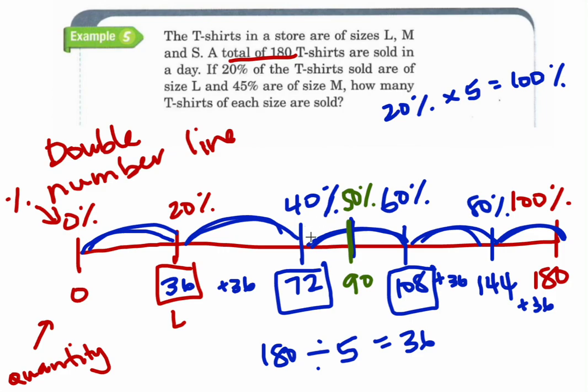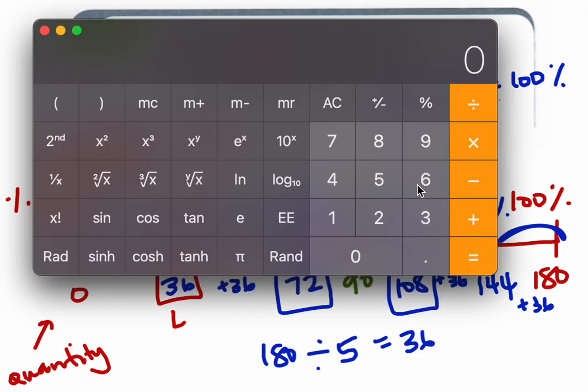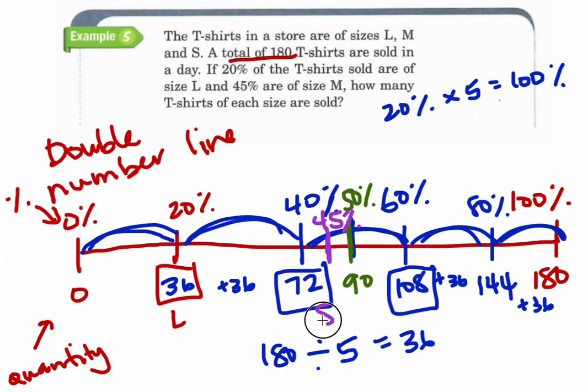90. So then if we want to figure out 45%, I'll use a different color. 45% would be between 72 and 90. So what's between 72 and 90? Well, 90 minus 72 is 18. Divide that in half, so it's 9. 9 plus the 72 would mean that's 81. 81, what was that? Mediums.